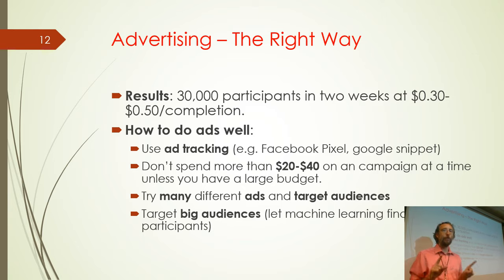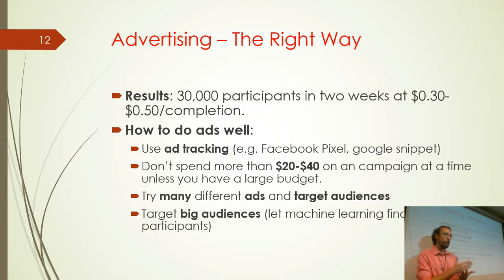Step 1 is you use ad tracking, which means for Facebook, this is the Facebook pixel. For Google, Google gives you a JavaScript snippet, which is exactly what the Facebook pixel is, that tells Google or Facebook that the person actually did the thing that you wanted them to do. So if you want them to finish the survey, you put the pixel or the snippet at the end of the survey, so that when they get to that page, you say, hey Google, this person finished, or hey Facebook, this person finished. What that does is it allows Facebook and Google to know who actually did the thing that you're trying to do, and allows their machine learning algorithms to optimize on the people who are actually going to finish.